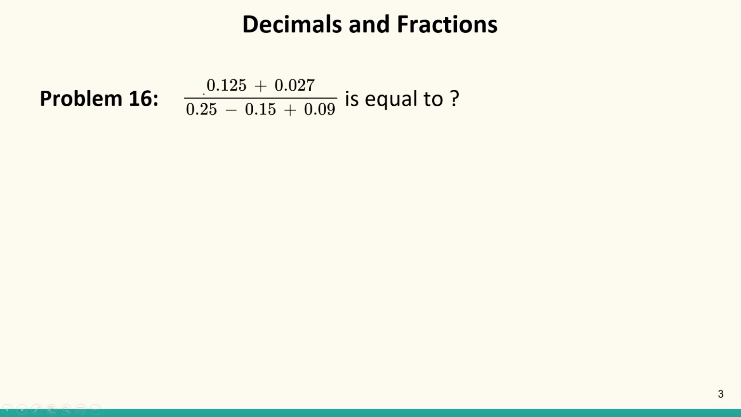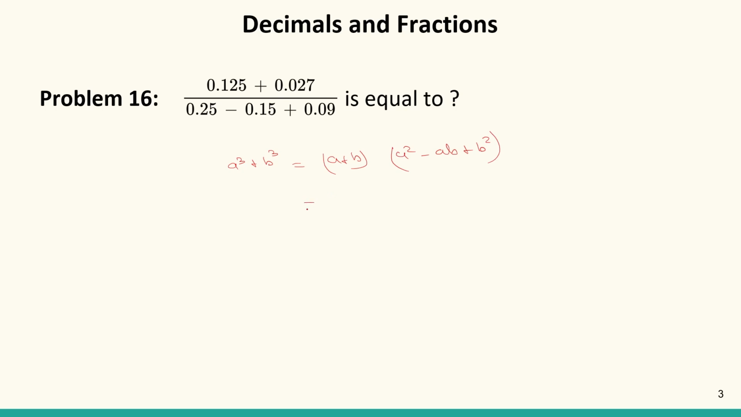So the problem is (0.125 + 0.027) divided by (0.25 - 0.15 + 0.09). Here the problem is just a little bit clever. The trick is we'll use the formula a cube plus b cube is equal to (a plus b) into (a square minus ab plus b square). You won't believe me unless I prove this to you, right?